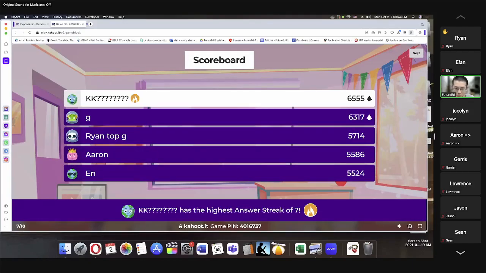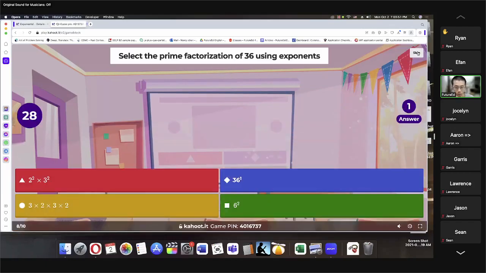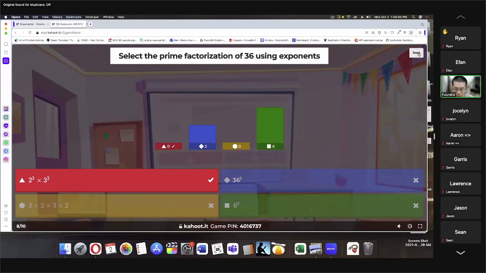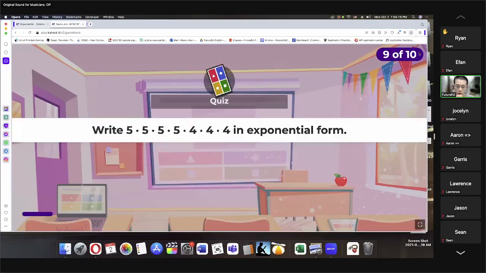Oh, got a big score change. It's a prime factorization. You don't just write 36 to the first, okay? So I think this is a bit misleading. Let's move on. Oh, nobody got this one right. Okay, I'm going to have to cover this again next class, because I don't think I covered prime factorization enough, but we'll see.